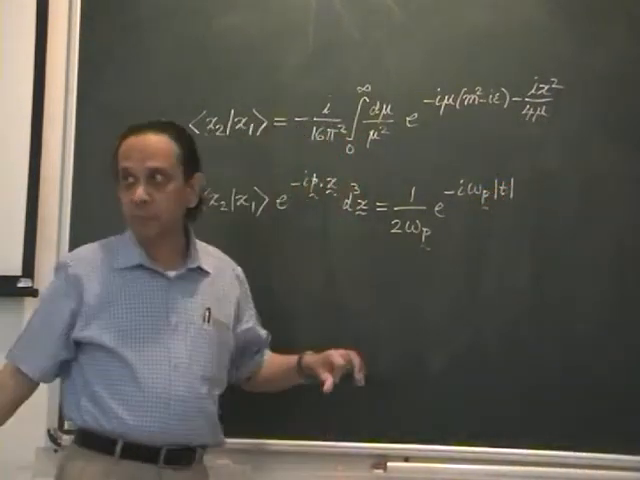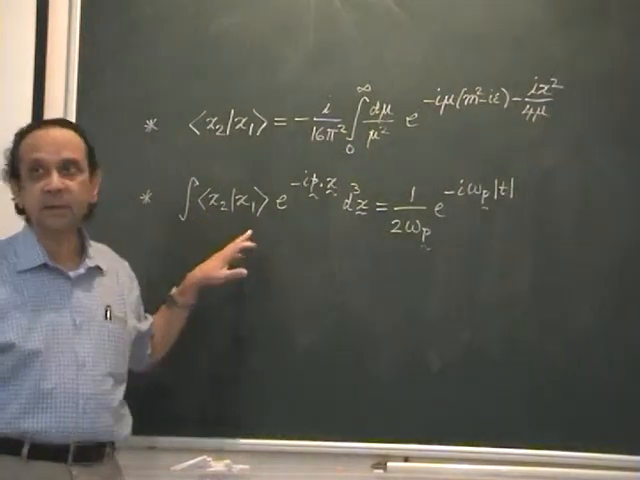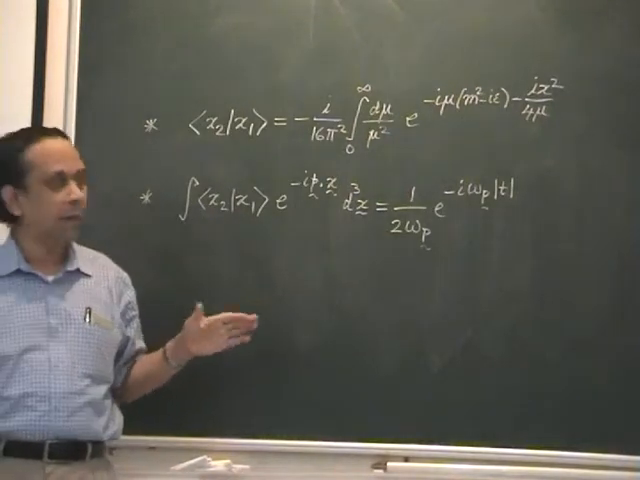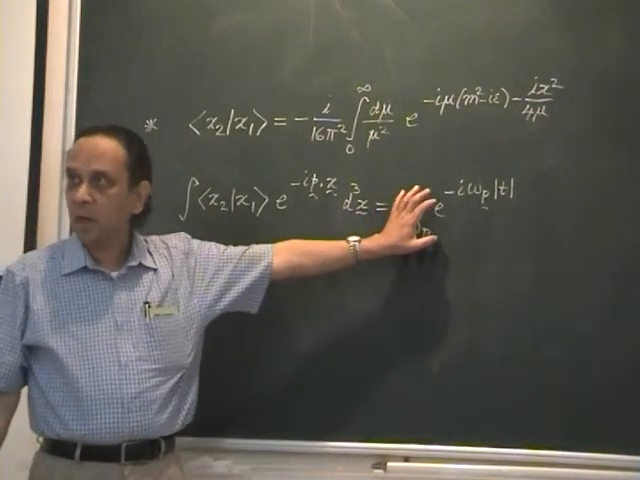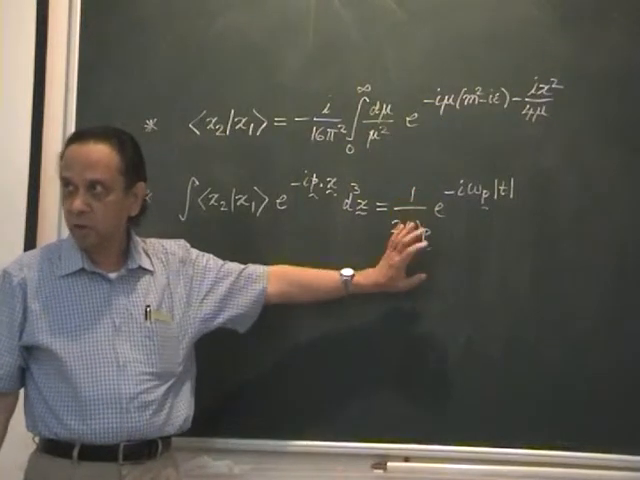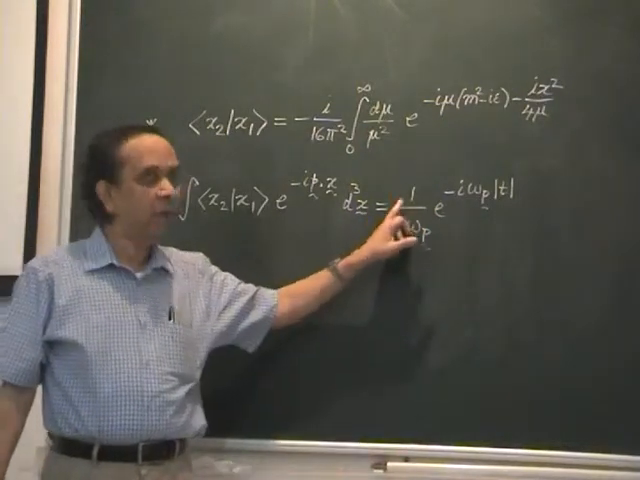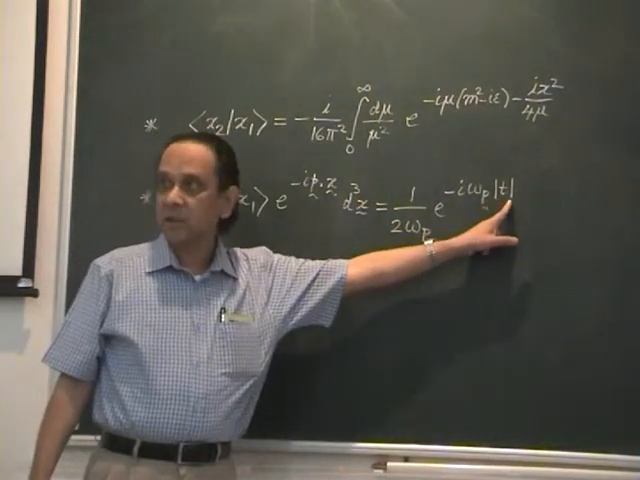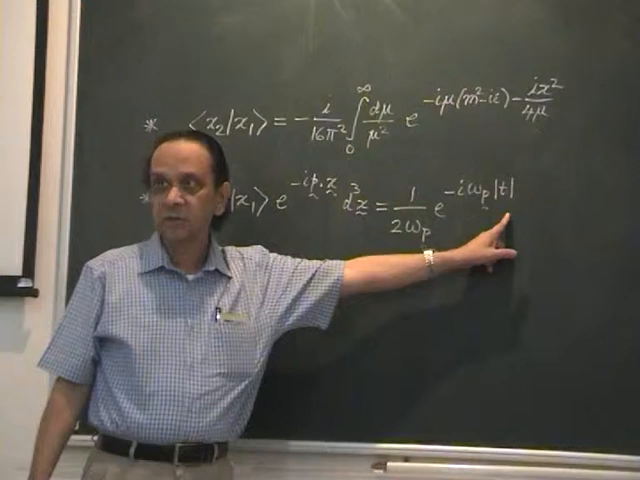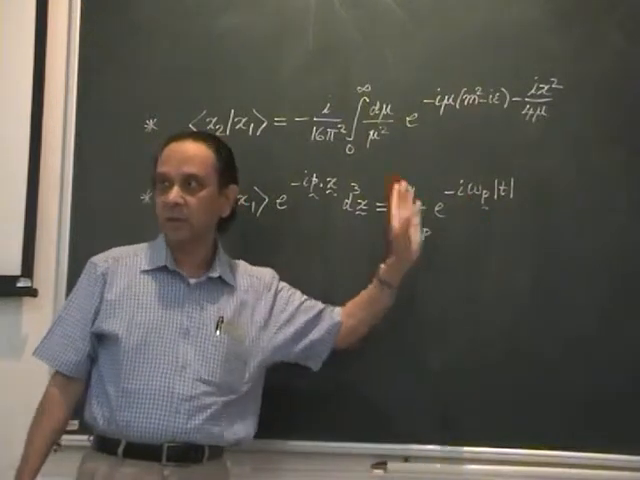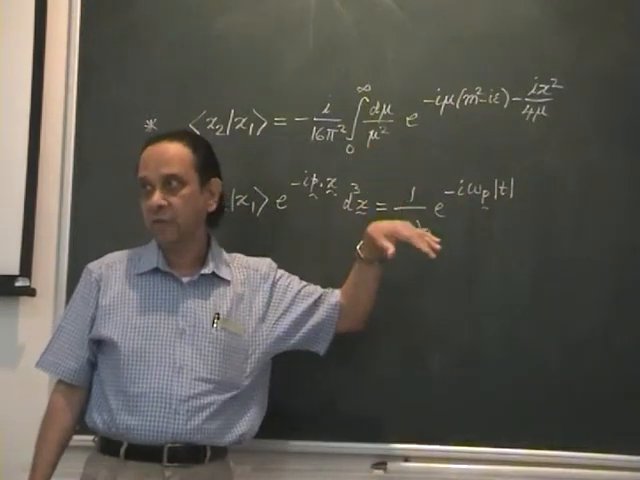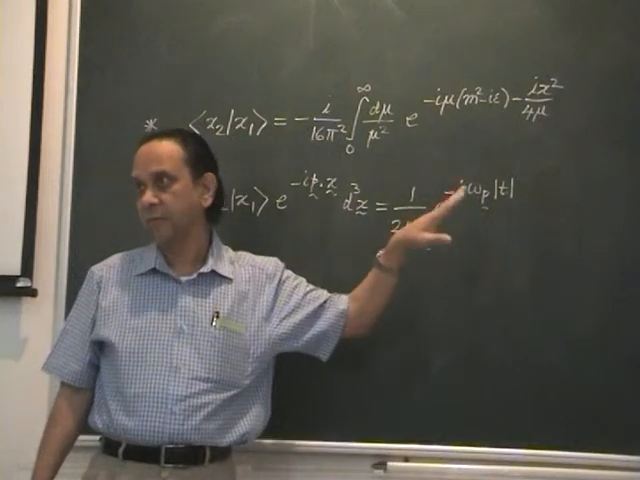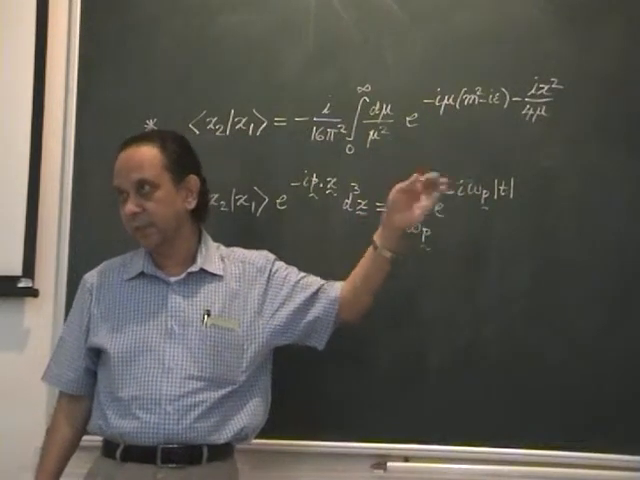Just to remind you, if you have done this with the non-relativistic particle kernel, we would have had 1 upon 2 omega p. Instead, we would have had a theta function here, and we would not have had this modulus of t. And the modulus of t tells you that the positive frequency modes are being propagated forward in time, negative frequency modes are being propagated backward in time, which is what I said was disturbing.